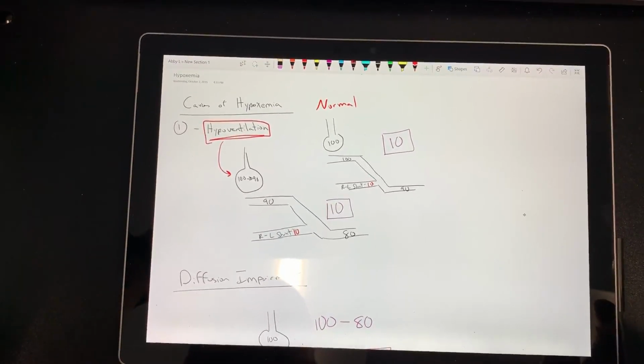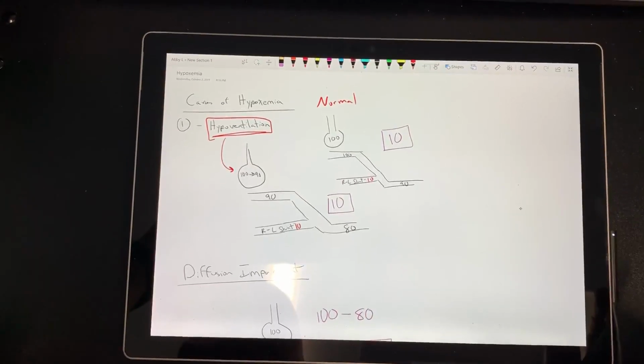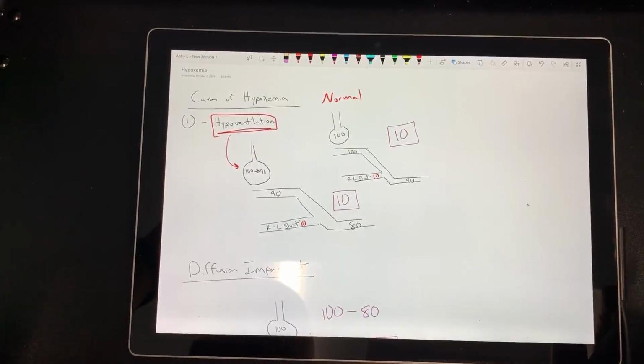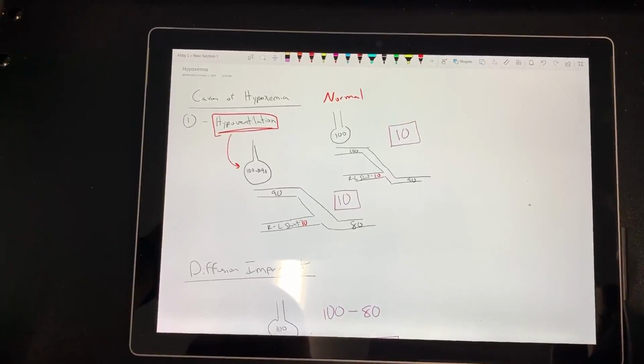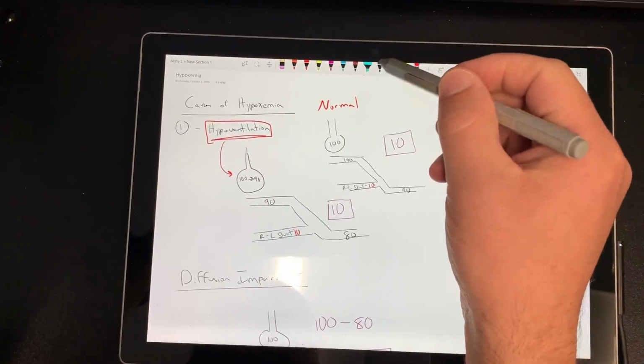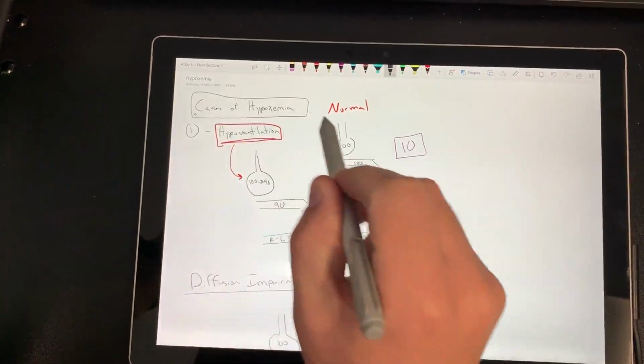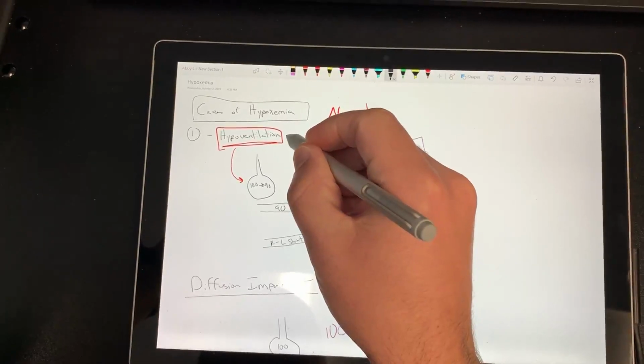Hey guys, some people came up to me after class and asked me to explain a little bit more in detail about what is happening with hypoxemia in terms of the AA gradient. So this is kind of my little explanation here. What we have going on, we have the causes of hypoxemia up here, and one of the first ones that we went over was hypoventilation.